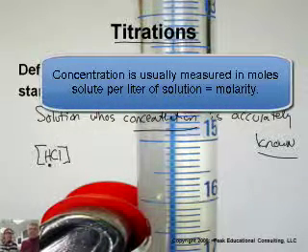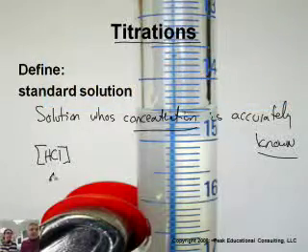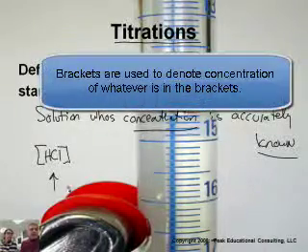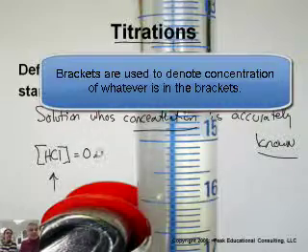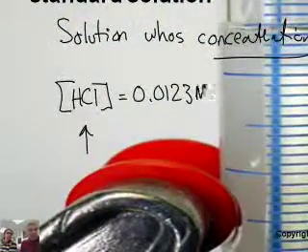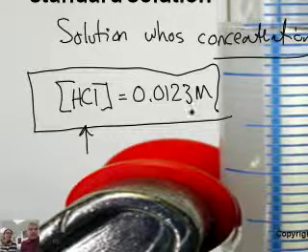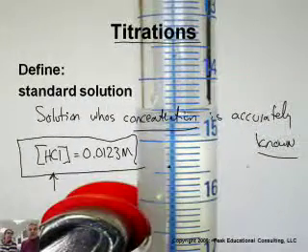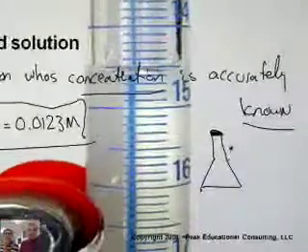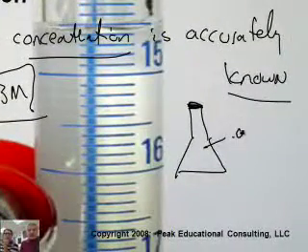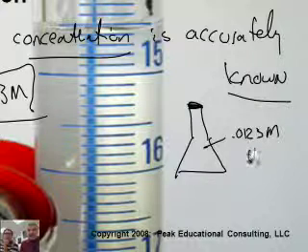So let's say, for example, I have hydrochloric acid. I put this in brackets because that means concentration. And then let's say I happen to know its concentration to be 0.0123 molar. So this would be a number, but I know this very accurately, to 3 significant digits or something like that. That would be a standard solution. I would probably have that in some kind of container, some flask, stoppered somewhere and labeled as 0.0123 molar HCl. Caution, acid, danger, whatever.